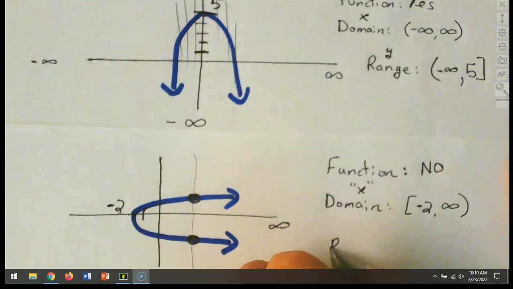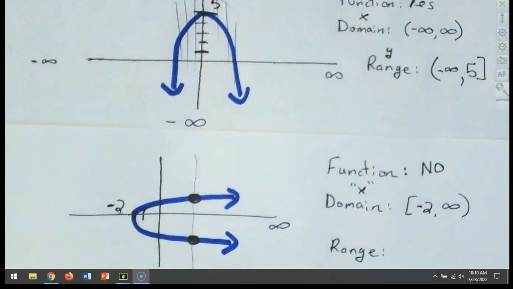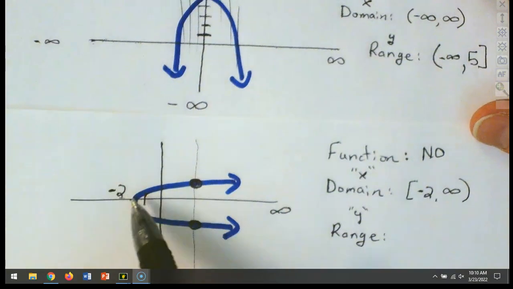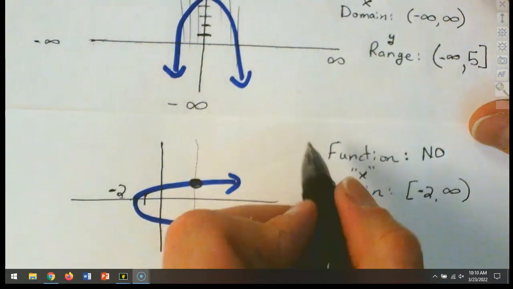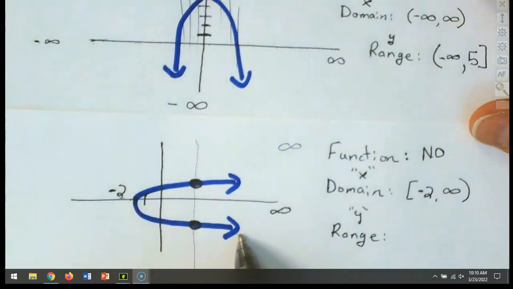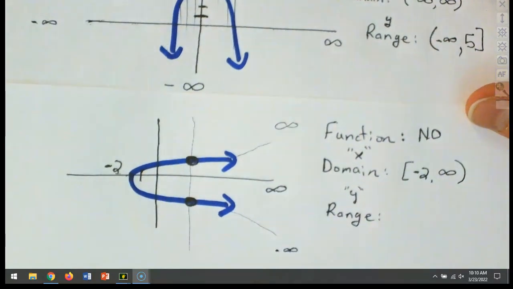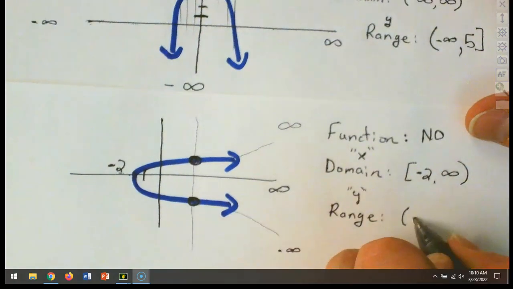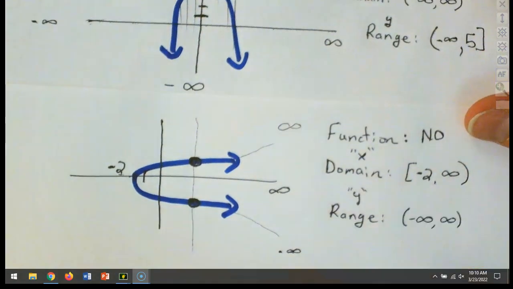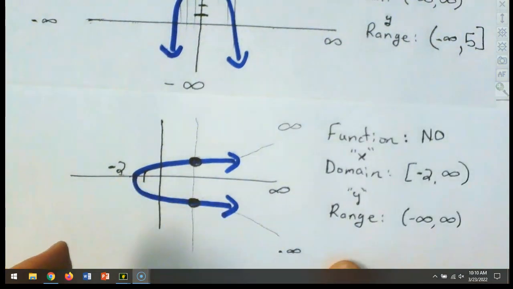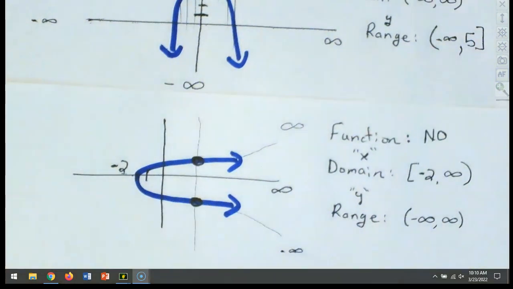What about the range? Range is the up and down part. When we talk about the up and down part, this graph goes up to positive infinity, right? And it also does what? On the other side, it goes down to negative infinity. So what would your range then be? Negative to positive infinity, right? Because it's going up through the ceiling, also down through the floor. So that's why your range is negative to positive infinity.